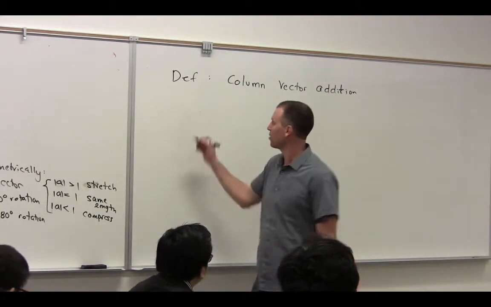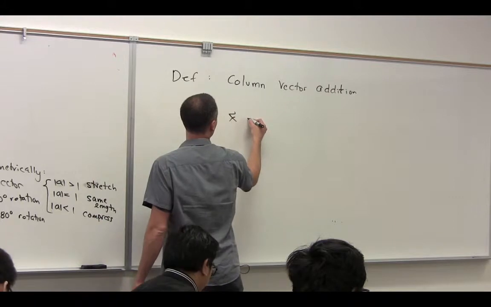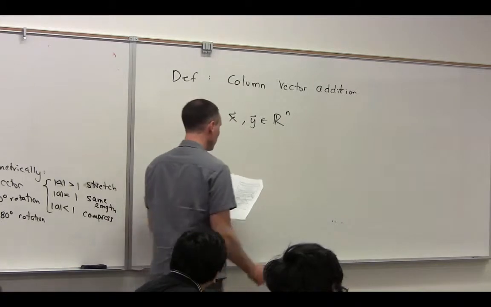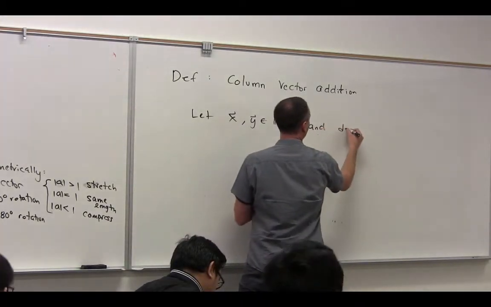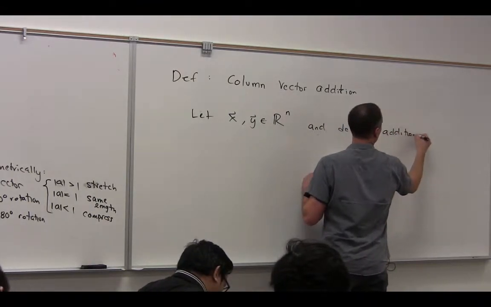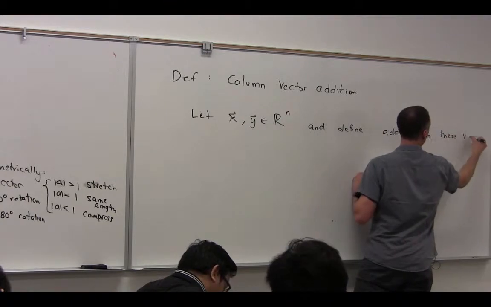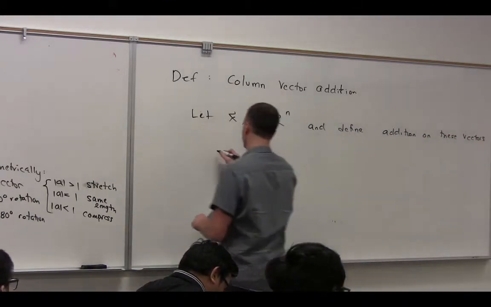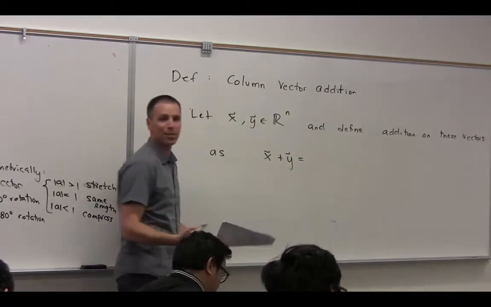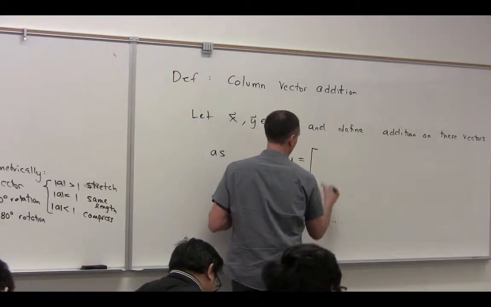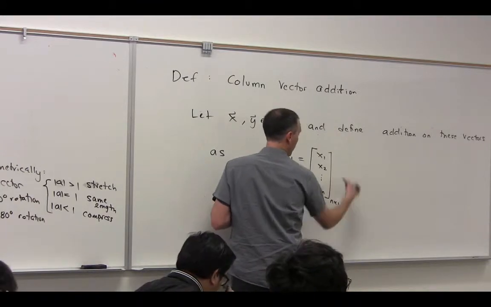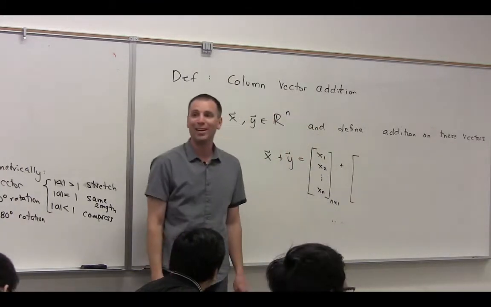Okay, so we say maybe let x and y be an element of R^n, and define addition on these vectors as x plus y. What do we know about the sizes of each x and y in this definition? How many rows, how many columns? N rows, so this is an n by 1. And then I add that to n by 1.